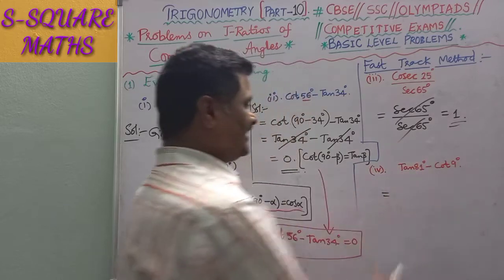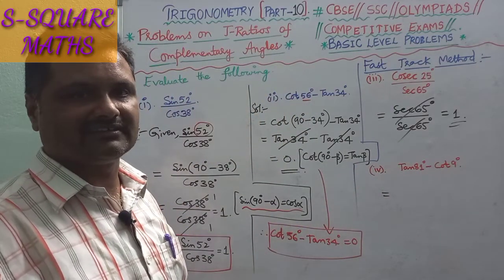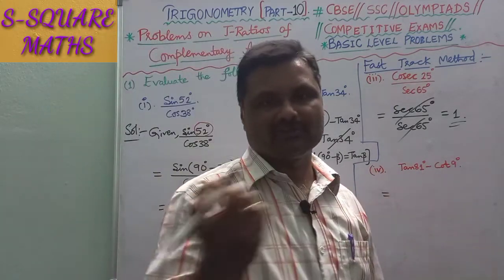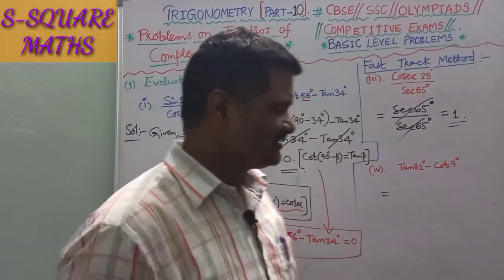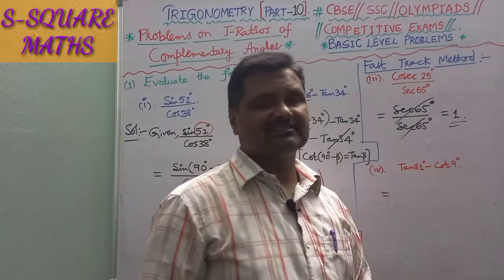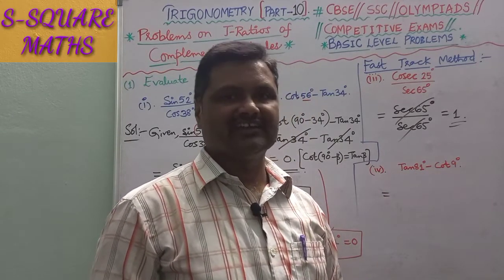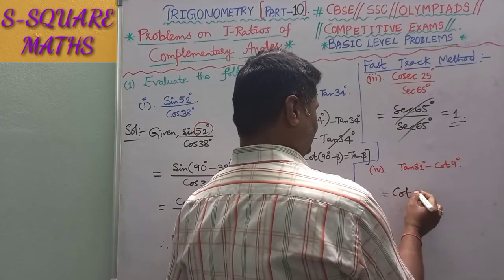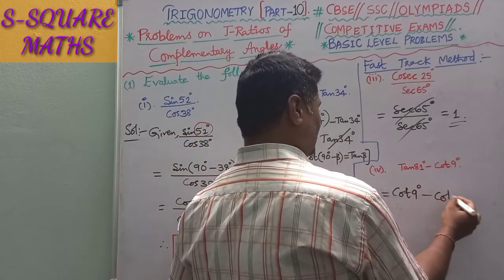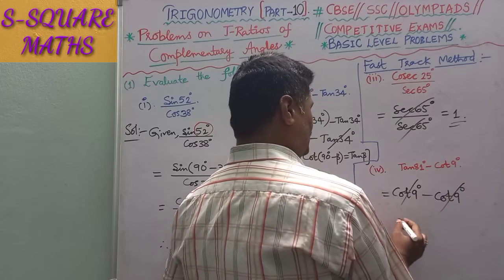Next, tan 81 degrees minus cot 9 degrees. So change this or this. First point again, tan and cot are T ratios with respect to complementary angles. At the same time, 81 and 9 degrees are nothing but addition gives you 90. So directly we can change. So I can write here cot 9 degrees minus cot 9 degrees gives you 0.